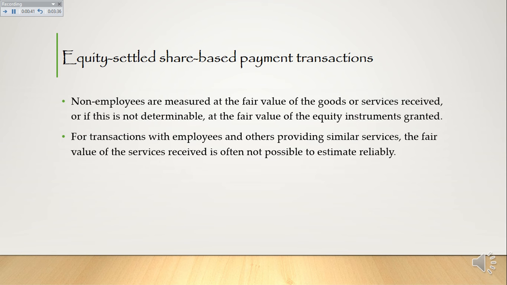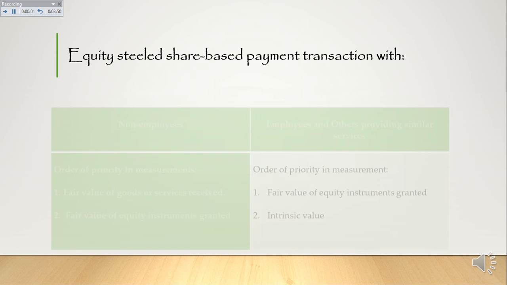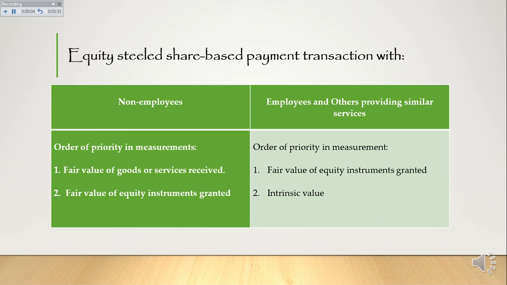So an equity-settled share-based payment transaction is also referred to as share options. Tandaan natin na pagka sinabing share options, it could be a return for the service provided. The order of measurement for the non-employees is first, fair value of goods or services received. Second is fair value of equity instruments granted. While for the employees and others providing similar services, the order of priority in measurement is the fair value of equity instruments granted and the intrinsic value.